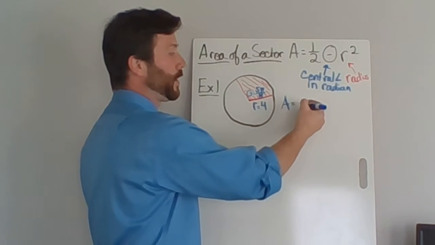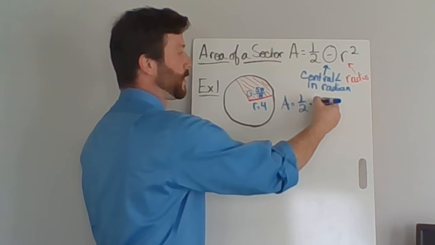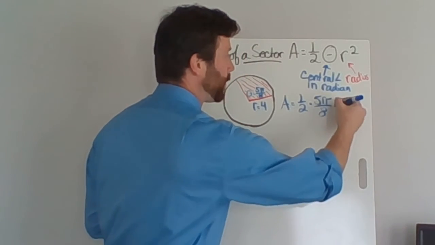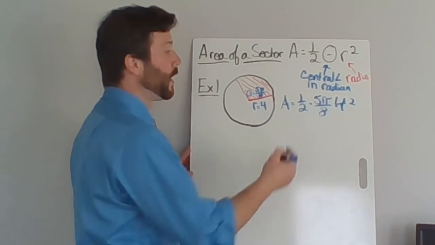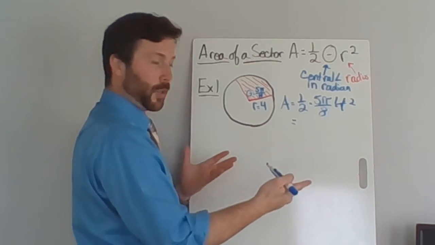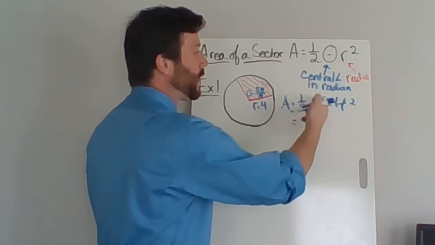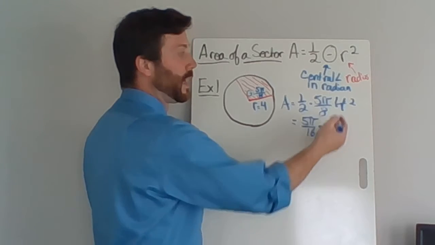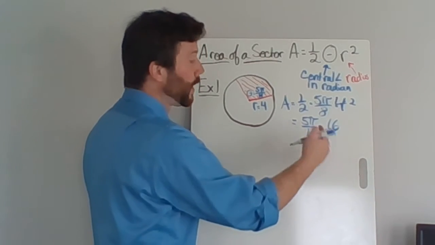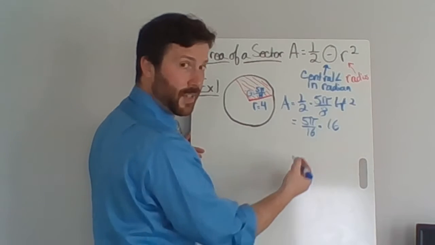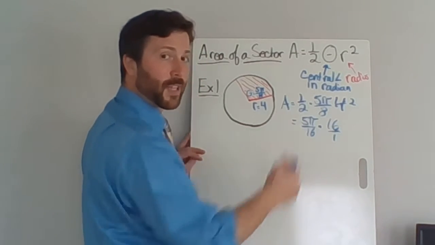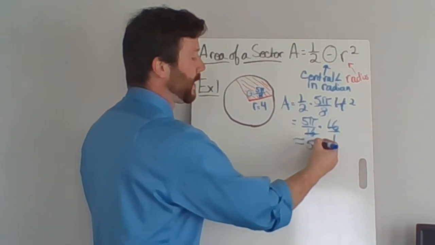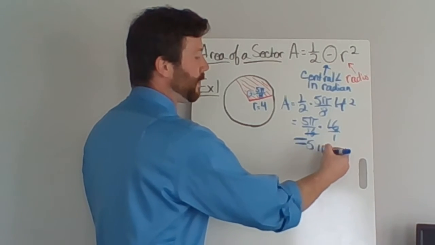So the area of this circular sector is 1/2 times 5 pi over 8 times the radius, which is 4 squared. Now, multiplying fractions, we can multiply straight across, okay? So 1 times 5 pi is going to be 5 pi. 2 times 8 is going to be 16. Now, 4 squared is also 16. So if I want to multiply this fraction times this integer, I'll put this integer over 1, multiply straight across. Now, the good news here is those 16s are going to cancel out. And we get exactly 5 pi.